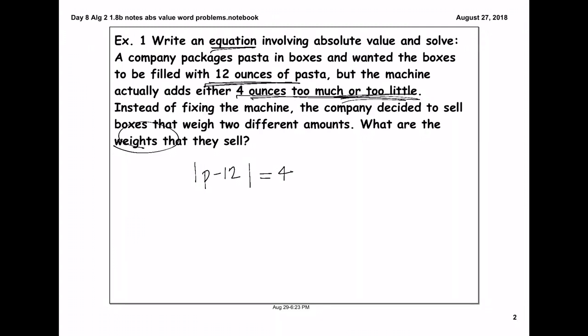When we solve an absolute value equation, we split our absolute value into 2 separate equations. Whatever's inside our absolute value bars always stays the same, so we have p minus 12 equals 4, and then we have p minus 12 equals negative 4 as our second equation. We then solve this just like we would a normal equation using inverse operations. So we get p could equal 16, and we could get p could equal 9.